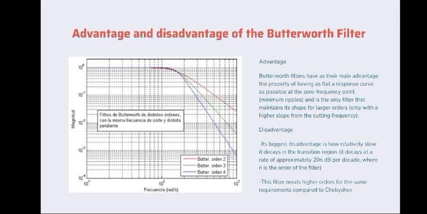The disadvantage is its relatively slow decay in the transition region. It decays at a rate of approximately 20n dB per decade, where n is the order of the filter. This filter needs a higher order for the same requirements compared to Chebyshev.